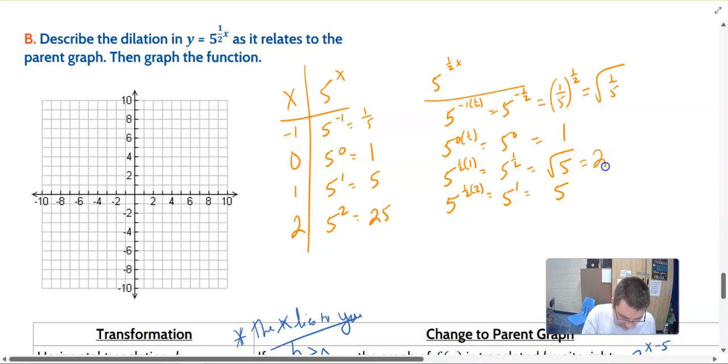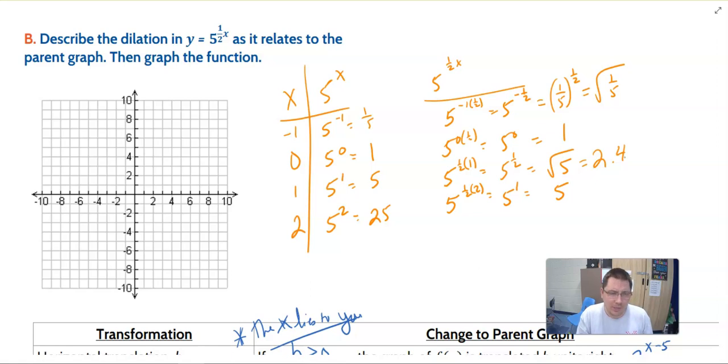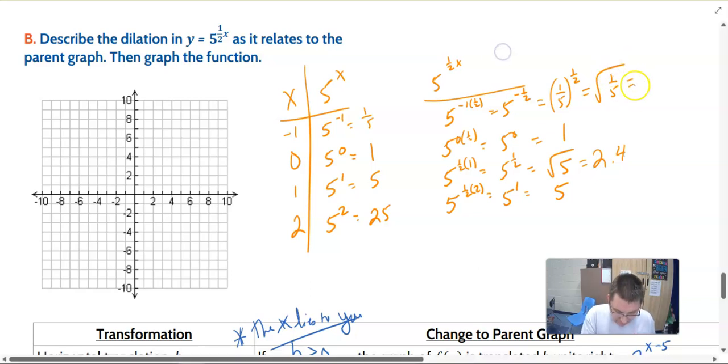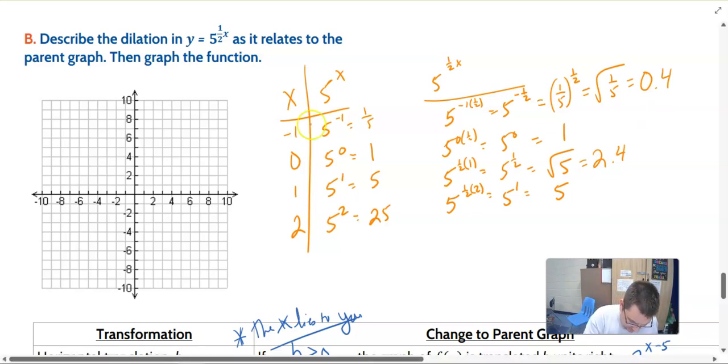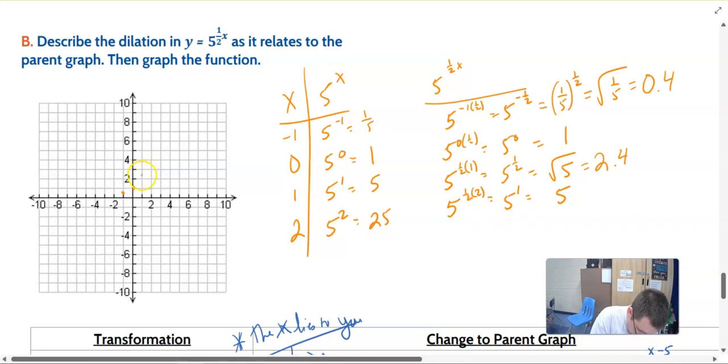The square root of 5 is approximately 2.4. Again, you can go to your calculator and get the exact value, but it's about 2.3 to 2.4. And then the square root of 1/5 is about 0.4. And so again, you can double check the calculator and get that value of what it's going to be. And so we'll graph those. So we're at -1 and 0.4. And then we're at 0 and 1. And we're at 1 and 2.4. And so that's going to be about here. And we're at 2 and 5.